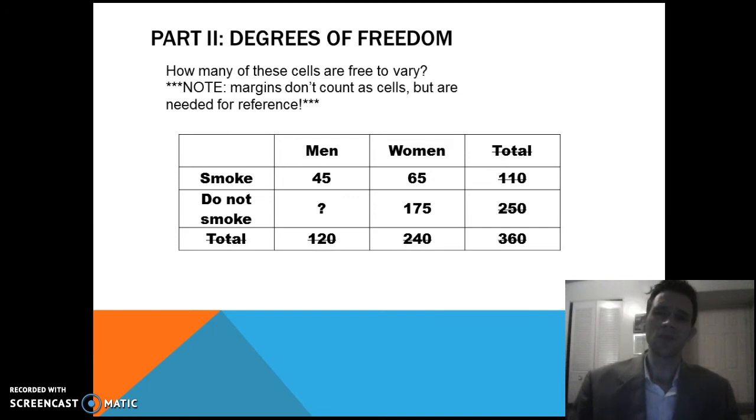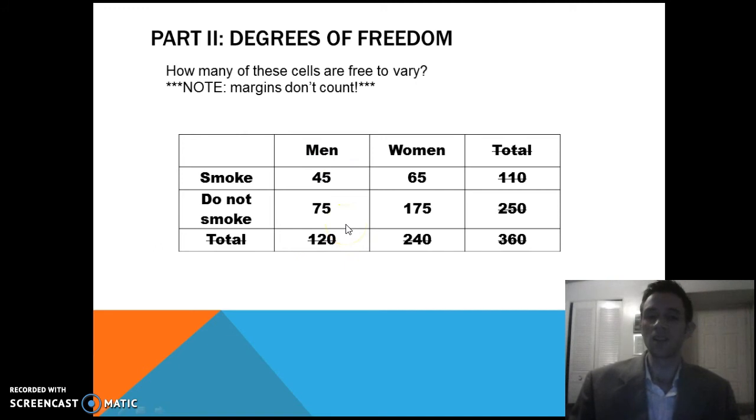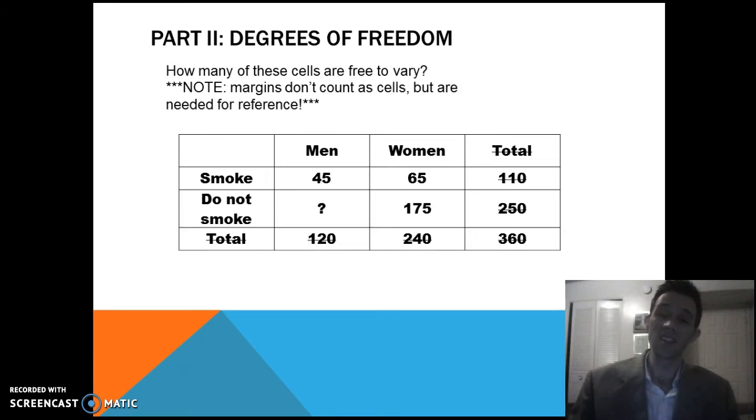Now, degrees of freedom. What is degrees of freedom? Freedom to vary. How many degrees of freedom are there? How many cells can vary freely once we know other cells? So if we had just this, would we know the number of men that do not smoke? We do indeed, because all we have to do is take 120, subtract 45, and we instantly know 75. 45 plus 75 is 120. Very basic algebra. So we can take that away, and that cell's not free to vary. It has to be 75. That's its only choice. Otherwise, it can't add up to 120.